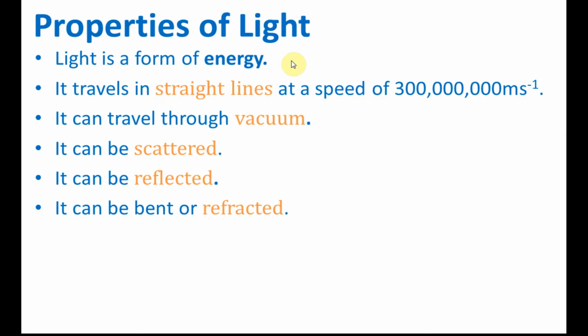Okay, properties of light. So there are a few things that you need to know about light. First of all, light is a form of energy. It's not matter, but it's a form of energy. And it travels in a straight line. And the speed is 300 million meters per second. And it can travel through vacuum. Vacuum is a space where there's no matter. And it can be scattered. Later on, we are going to discuss the scattering of light. And it can be reflected and also can be bent or refracted. So these are the characteristics of light that you need to know.